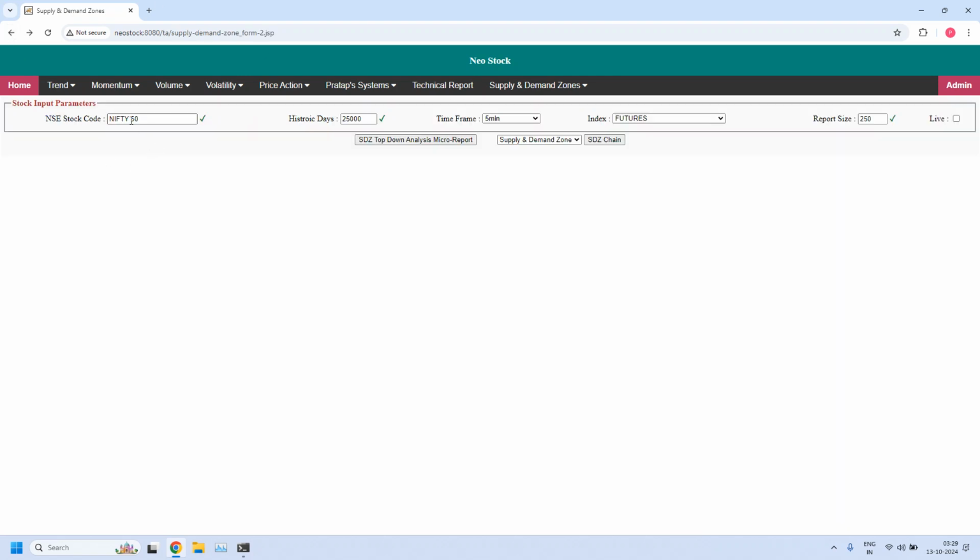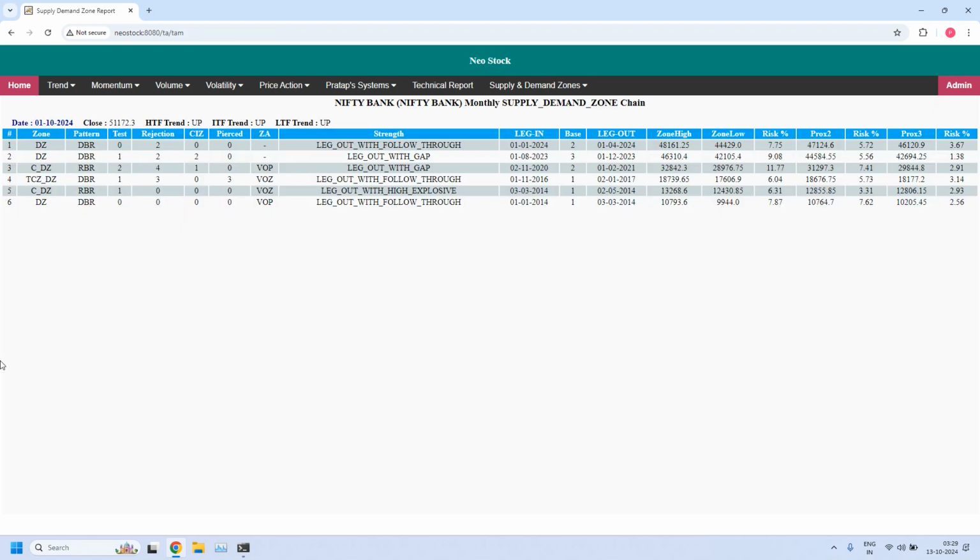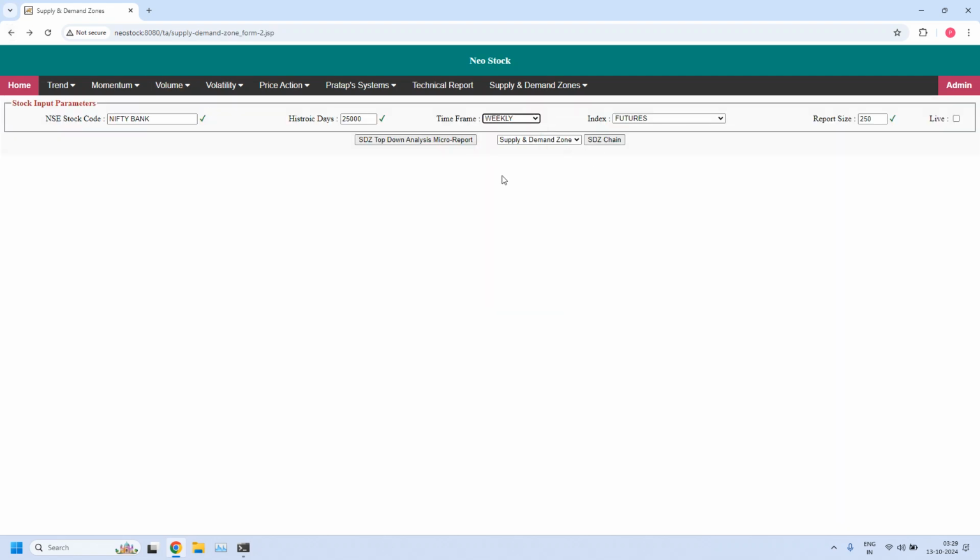Next, let us generate a supply demand zone chain for BANKNIFTY. That is nothing but NIFTY Bank. Let's start with monthly time frame. So I am generating monthly supply demand zone chain for BANKNIFTY. Next time frame is weekly, generating weekly supply demand zone chain for BANKNIFTY.